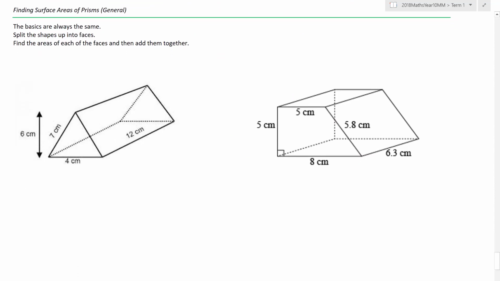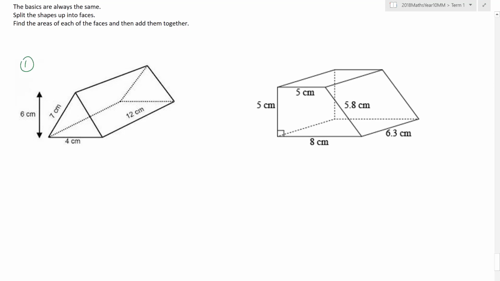Finding the surface area of prisms. All right, so here are some examples showing you how to do this. First things first. My advice to you is split it up into faces. So if we look at this first prism here, what do we have? We have a front, we have a back, we have a bottom, and we have two other faces. So I'm going to call them face 1 and face 2. By that, I mean that this one here is face 1, and the other slanted at the back of the shape is face 2. So, total surface area, split it up.